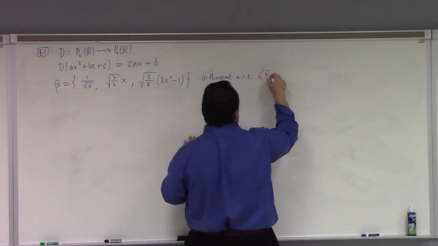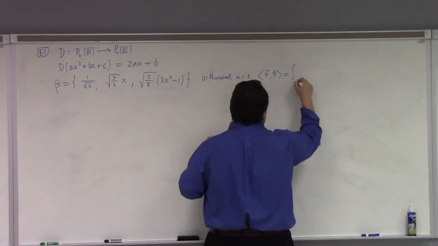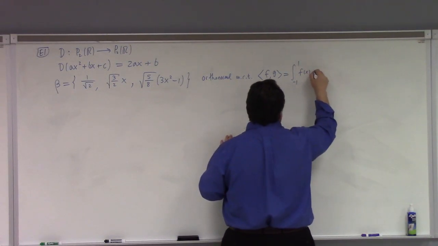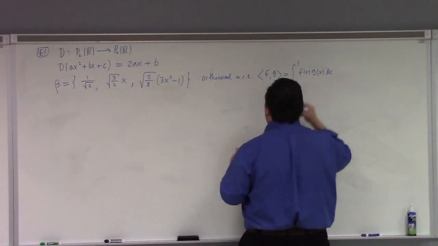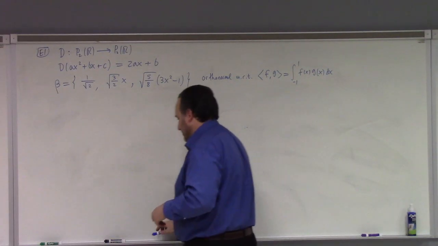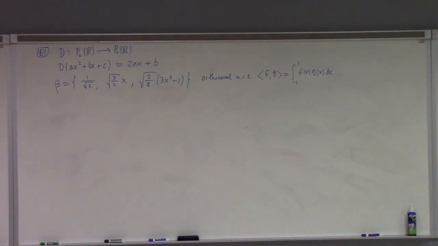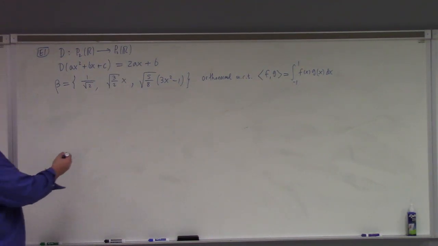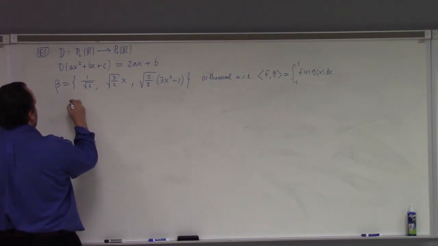The inner product, we say, of f and g is integral from -1 to 1 of f of x, g of x dx, right? So that was the inner product in question here. All right, so the next order of business is to calculate the matrix of D with respect to the beta basis, right? So let's do that.